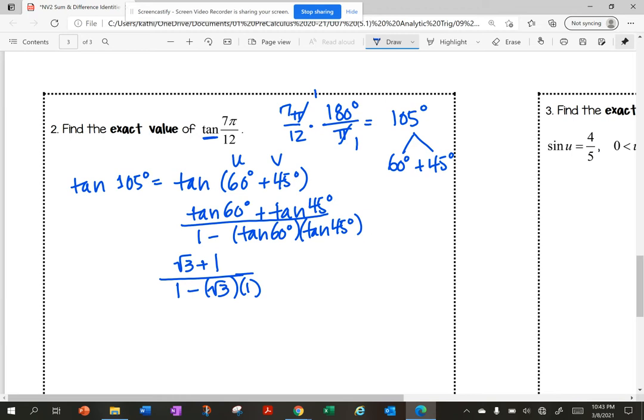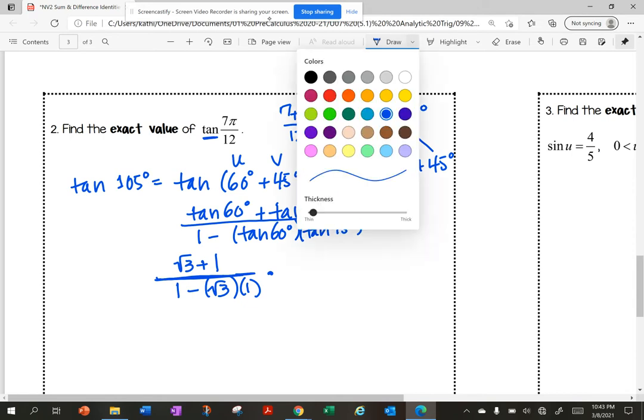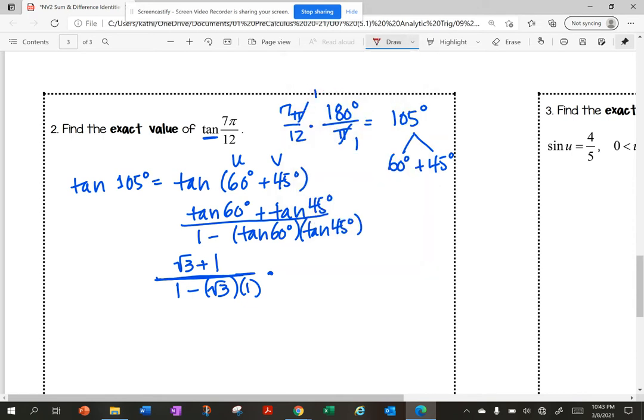Okay, so now I have a fraction, and the rule with radicals is I cannot have a radical in the denominator, so I need to rationalize my denominator, and I do that by multiplying by the conjugate of what's in the denominator. So since I have a minus here, my conjugate is a plus, so this is going to be 1 plus the square root of 3, 1 plus the square root of 3. So I'm going to put parentheses so it's really clear.